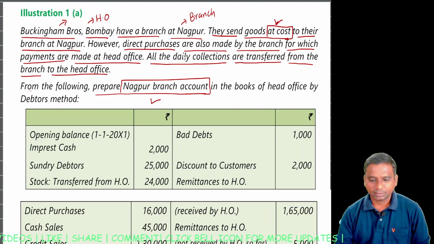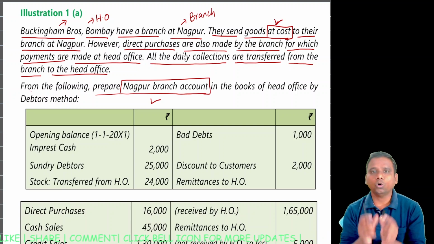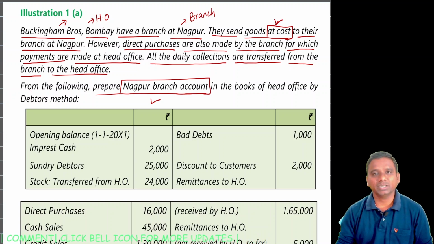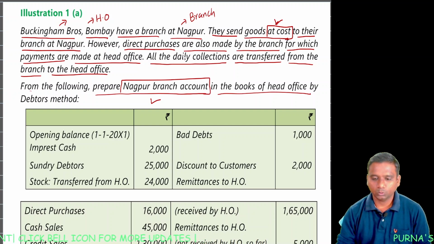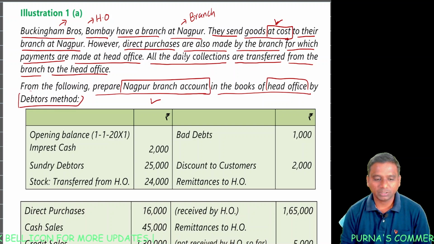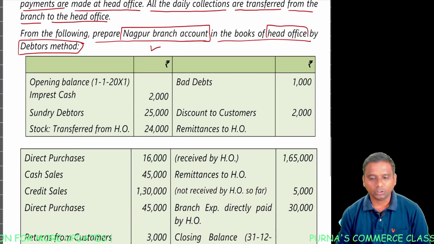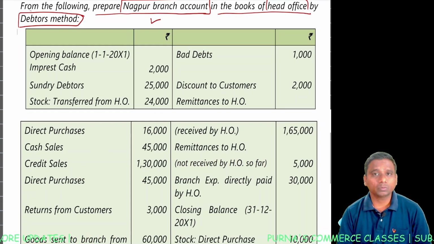Next, in the problem, if they have given the wholesale price, then we have to apply the wholesale price method. So in the books of head office, by the debtors method. Here they have specifically given the debtors method. Now look at the information. So what is the next step in solving the problem?